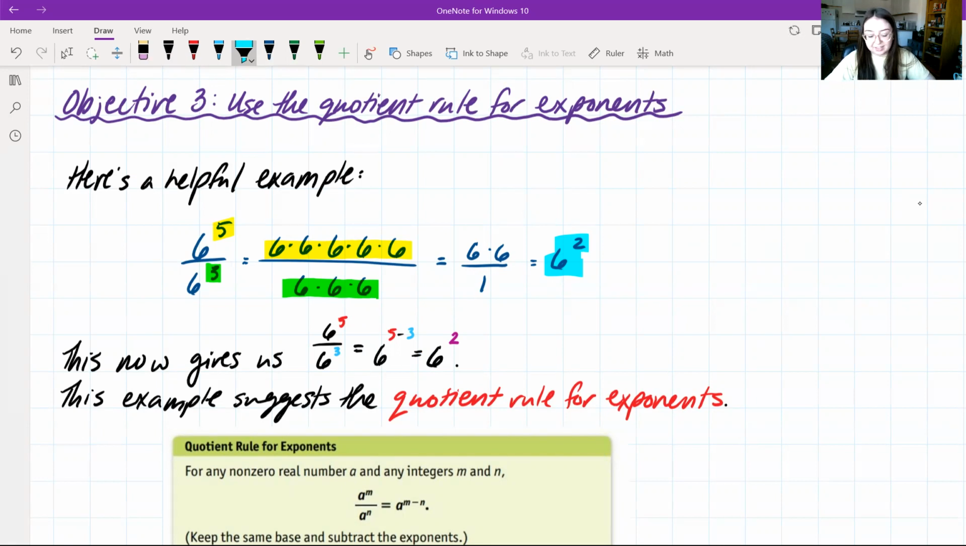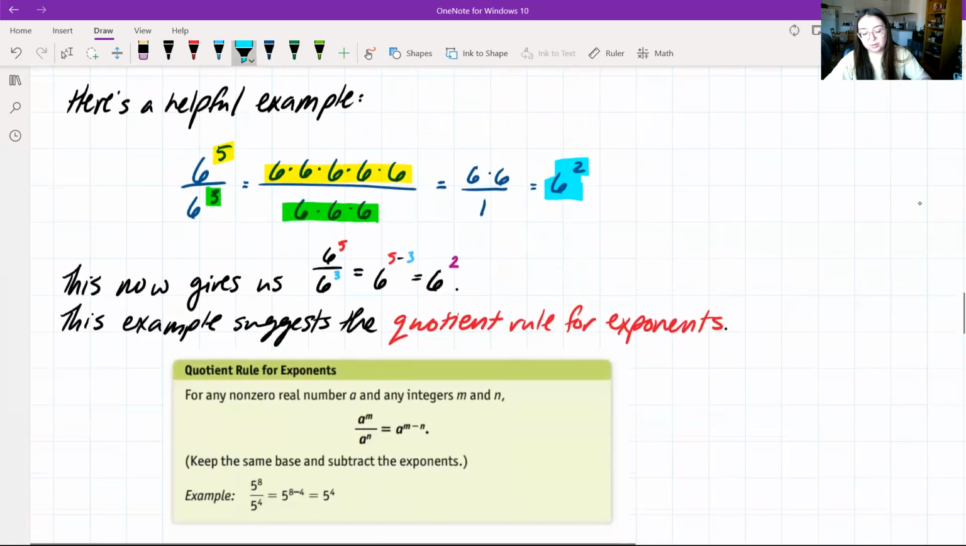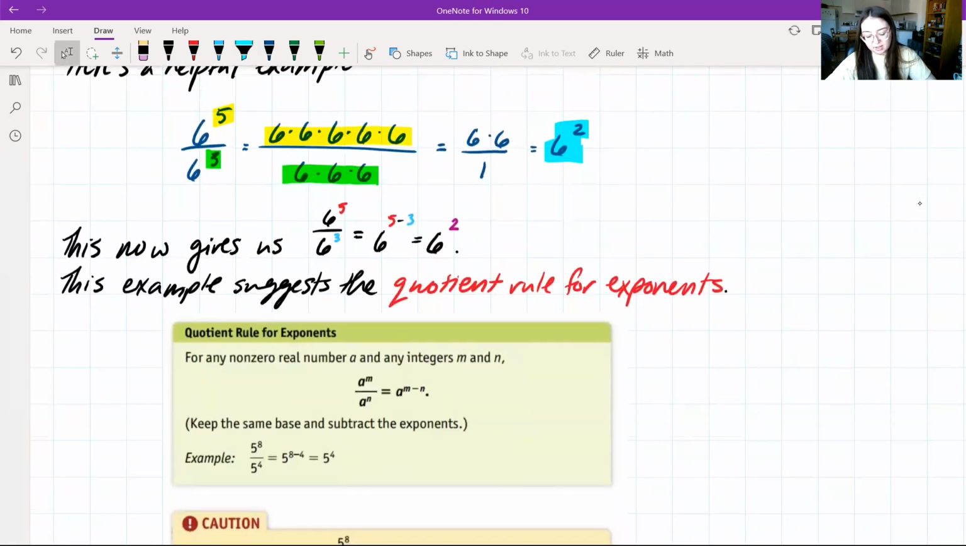This example suggests the quotient rule for exponents. The quotient rule for exponents states that for any non-zero real number a and any integers m and n, a to the power of m divided by a to the power of n is equal to a to the power of m minus n. So we keep the same base and we're subtracting exponents. Once again, we only use this when we have the same base, and then we can just go ahead and subtract our exponents. So our base will stay completely the same while our exponents are now subtracted.